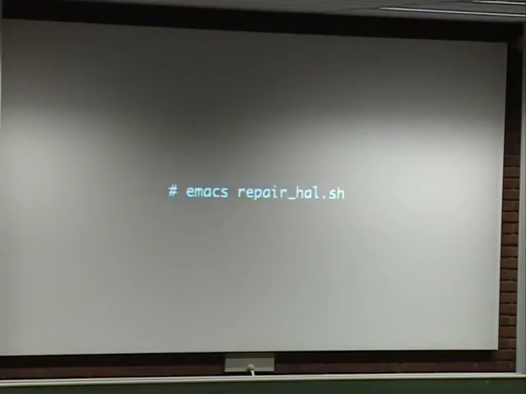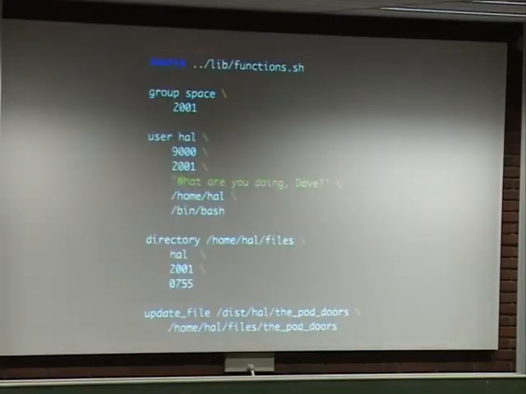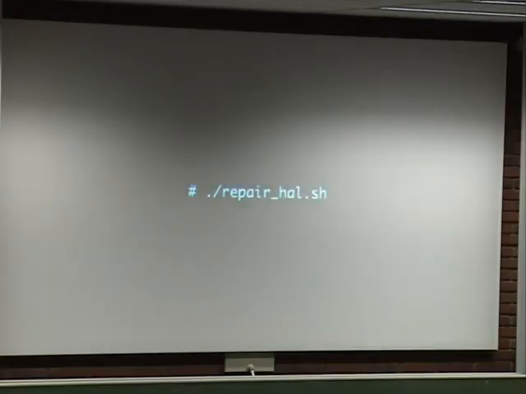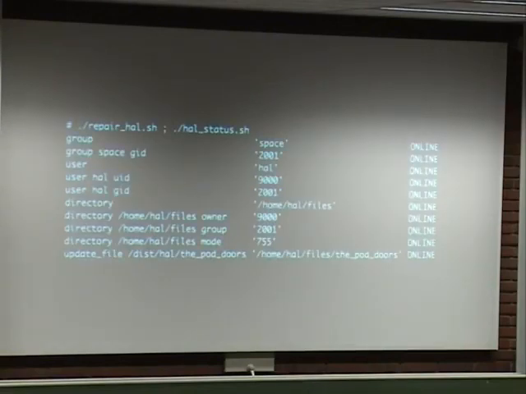Let's consume the functions. I'm going to actually write some policy now in Bash. So I'm going to say group space. Give it a parameter, HAL, 9000, 2001. Does this look familiar? So, cool. I'm going to run that. Repair HAL. And it's fixed.